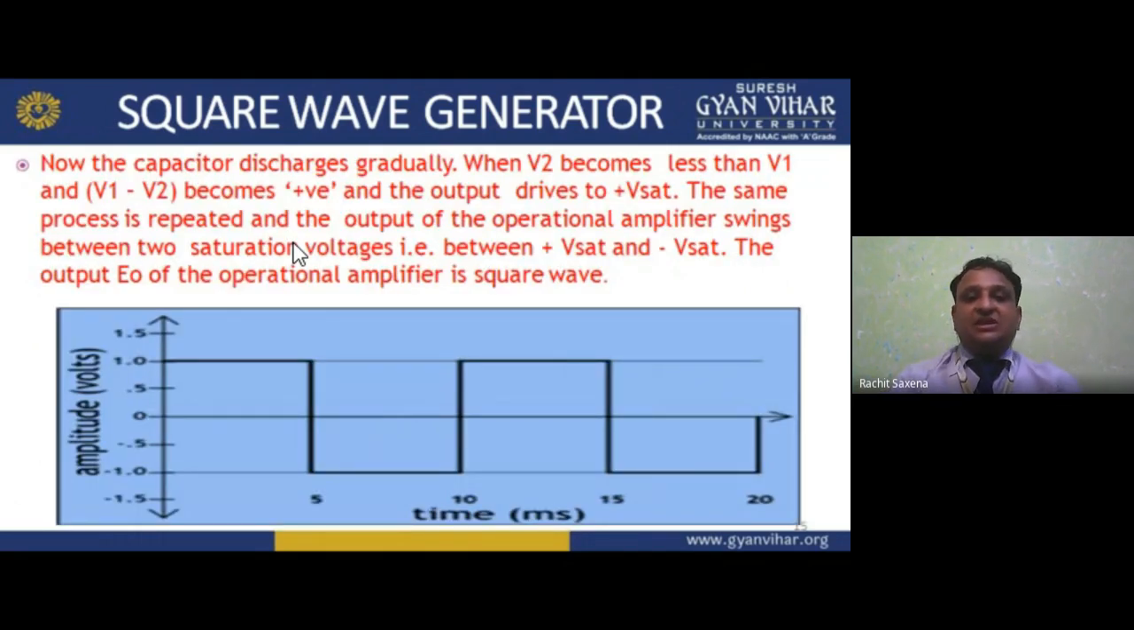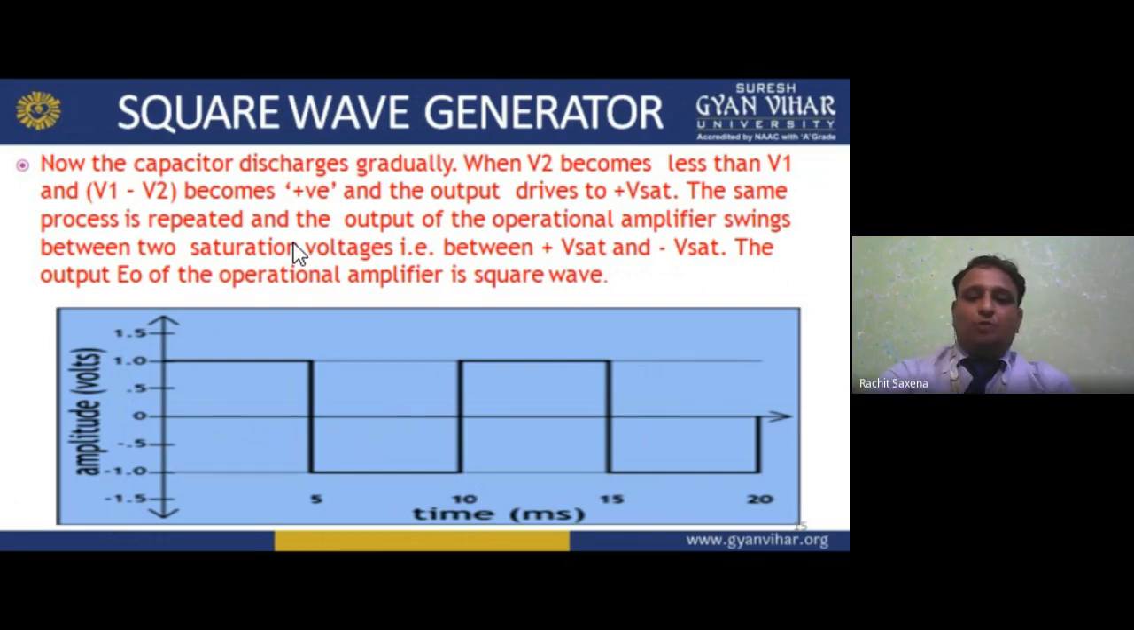Now the capacitor discharges gradually when V2 becomes less than V1. It is charging, then discharging gradually. When V2 becomes less than V1, then V1 minus V2 becomes positive, and the output drives to the positive VSAT. The same process is repeated, and the output of the operational amplifier swings between two saturation voltages: positive VSAT, negative VSAT, positive VSAT, negative VSAT, like this.